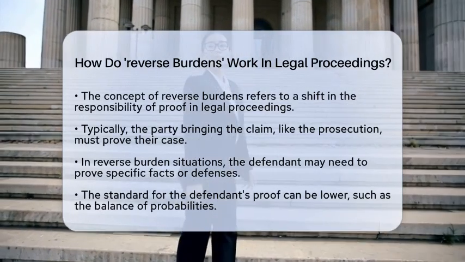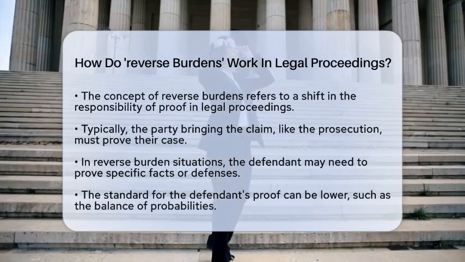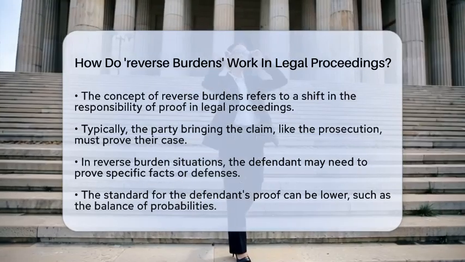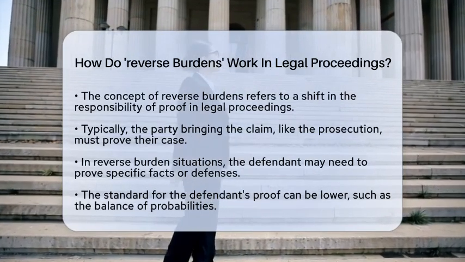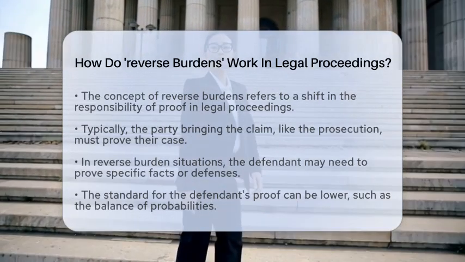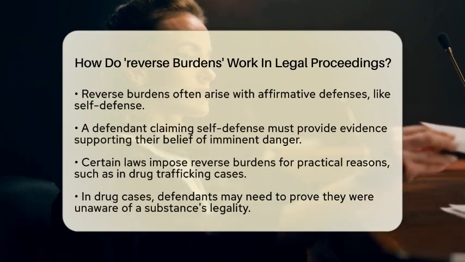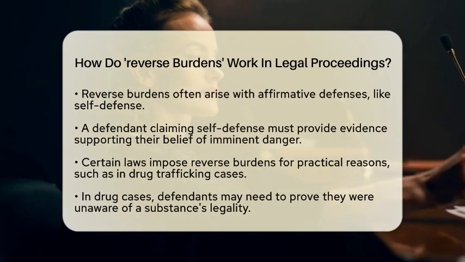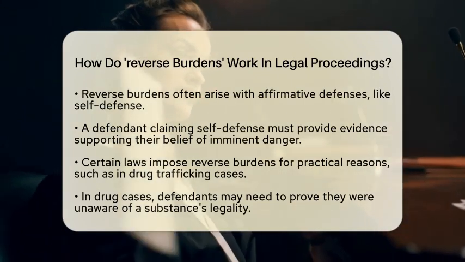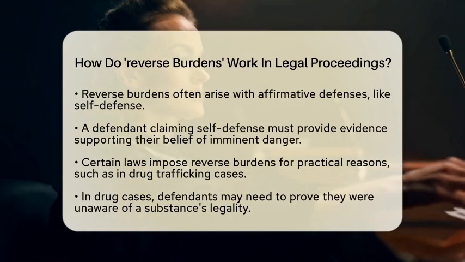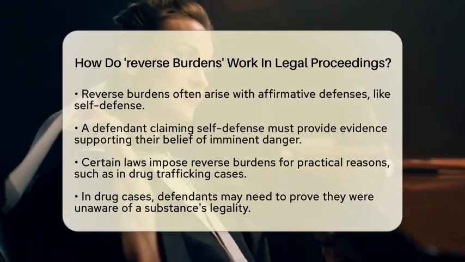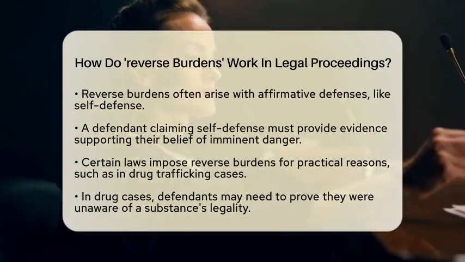In a typical criminal case, the prosecution must prove the defendant's guilt beyond a reasonable doubt. This reflects the principle that a person is presumed innocent until proven guilty. But sometimes, the law requires the defendant to prove specific facts or defenses. This is often done to a lower standard, like the balance of probabilities, which means it is more likely than not. Reverse burdens often come into play with affirmative defenses.